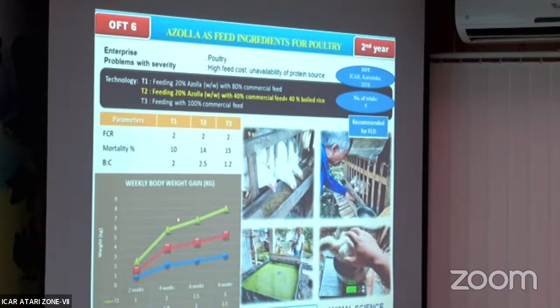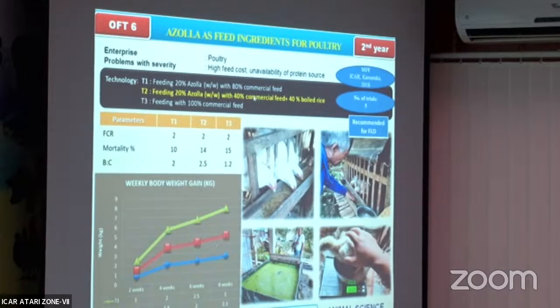When we compiled the result, we observed that T3, feeding with 100% commercial feed, had maximum body weight gain. However, when we compare the benefit cost ratio, T2, feeding poultry with 20% azolla weight by weight, with 40% commercial feed and 40% boiled rice, had the highest BC ratio. With respect to weekly body weight gain also, it was at optimum.